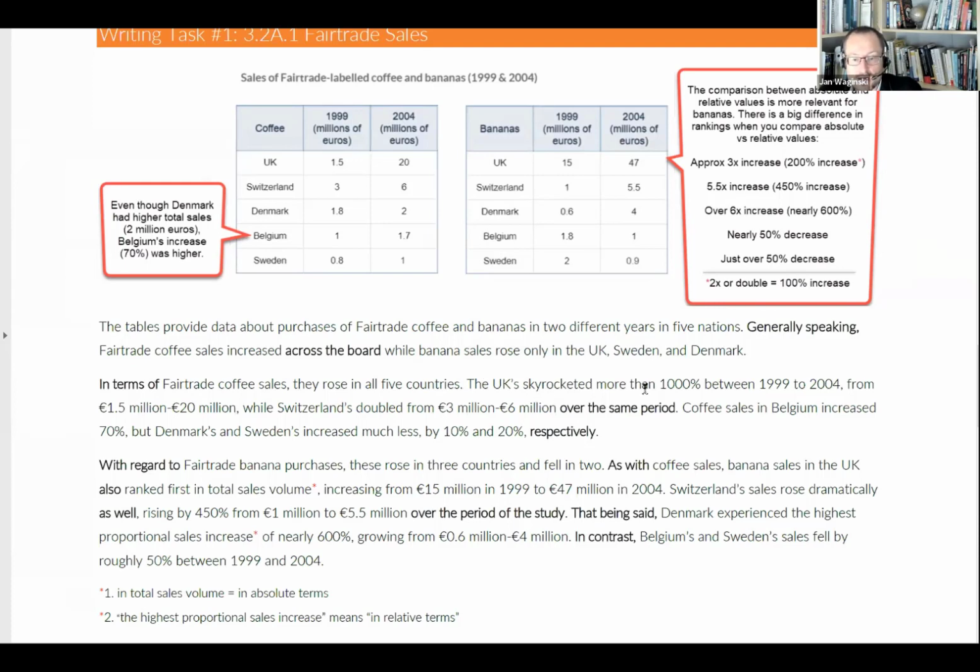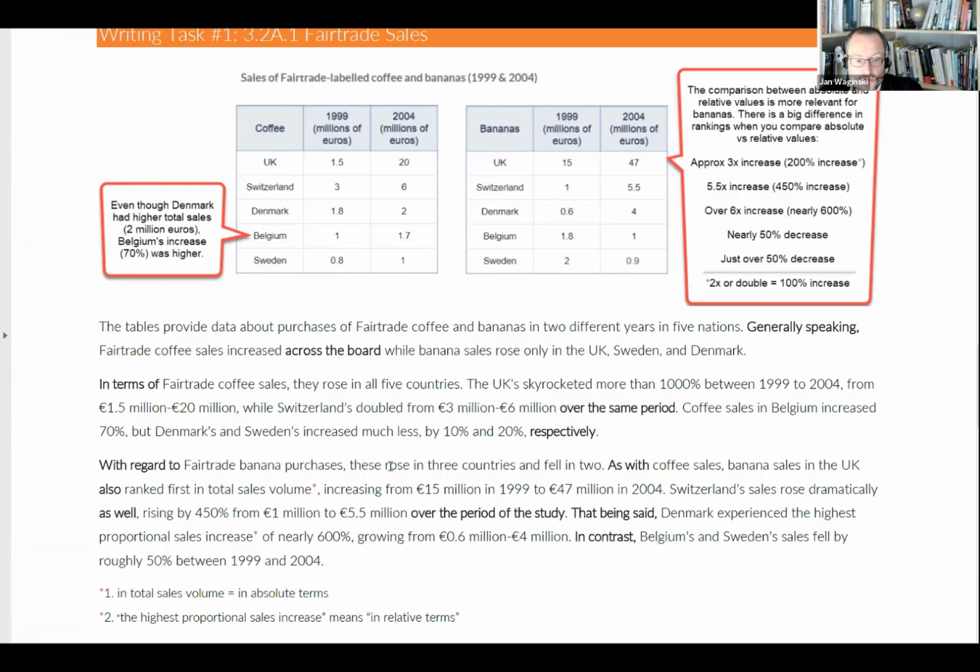The UK skyrocketed more than 1,000% between 1999 and 2004, from 1.5 million euros to 20 million euros, while Switzerland's doubled from 3 million to 6 million over the same period. Coffee sales in Belgium increased 70%, but Denmark's and Sweden's increased much less, by 10 and 20% respectively. Okay, so this covers all of this business in 2, 3 sentences.